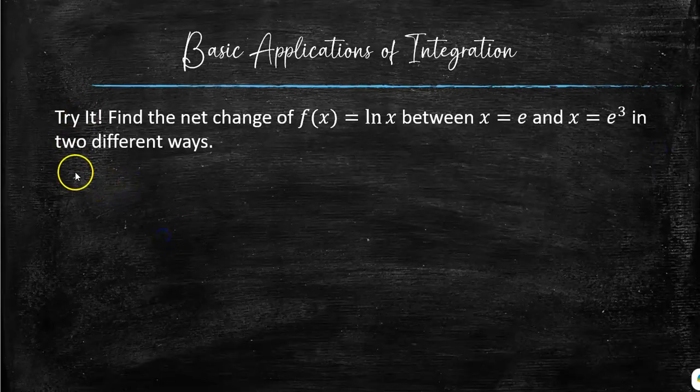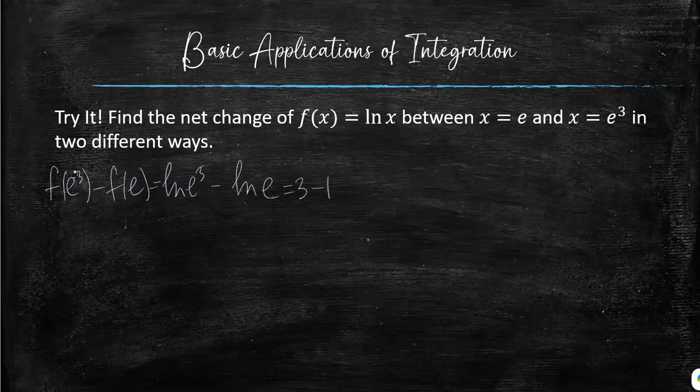So one way will be to, again, pause, and in 3, 2, 1, I'll tell you the answer. So 3, 2, 1. One way to find the net change is to evaluate f of e cubed minus f of e, which is ln of e cubed minus ln of e, which is 3 minus 1, which is 2. Another way is to integrate from e to e cubed the derivative of this function, which is what?